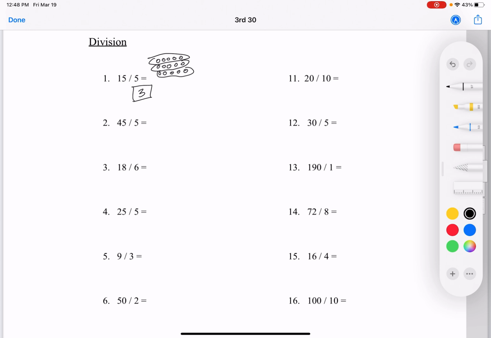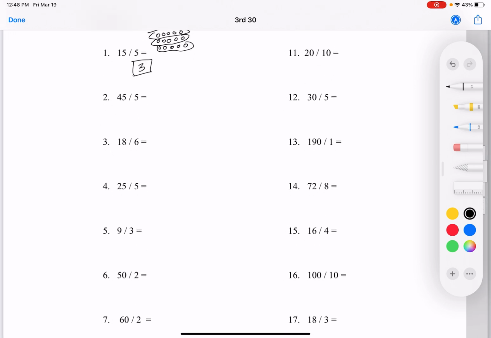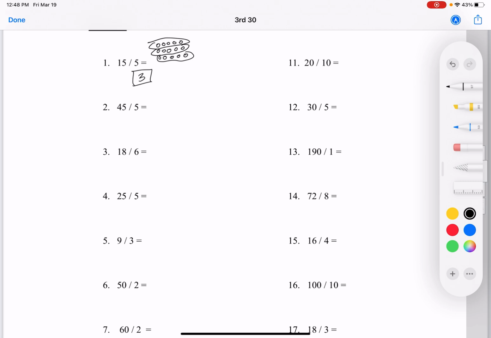You can also do, let's try, okay, actually, sometimes when there's double digit numbers, it's good if you do long division, but these numbers you can just do without long division. So 45 divided by 5, drawing 45 circles is kind of hard and long, so you can do that if you want, but it's going to take a lot of time.